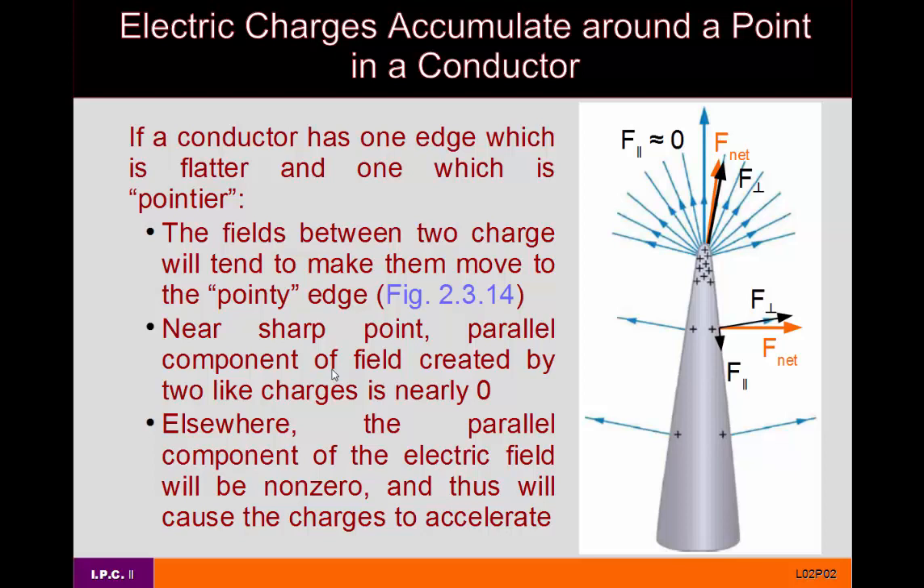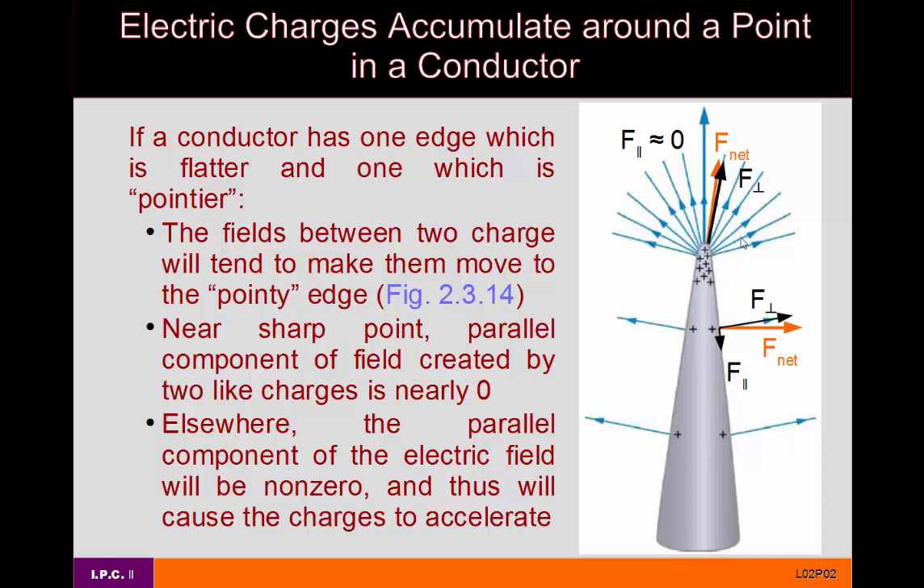One interesting implication of this is that if you have a conductor that has some shape like this, where there's a relatively sharp point in one location and not so much of a sharp point elsewhere, you will tend to ultimately accumulate charges at that location. Similarly, you will tend to have a much stronger electric field near that point than you have far away from it. If you have a pointy edge, that's where the charges are going to try to accumulate, and that's where the field is going to be strongest.